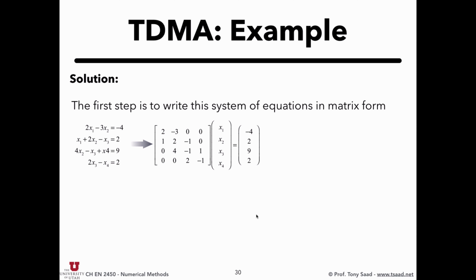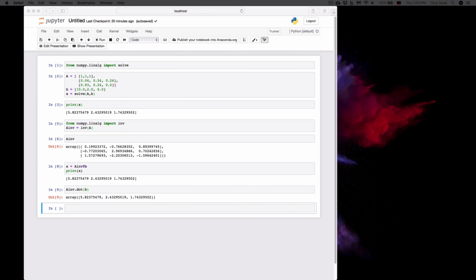So the coefficient matrix would be 2, minus 3, 0, 0, and then 1, 2, minus 1, 0, and then 0, 4, minus 1, 1. So that would be x4. There's a little typo over here. Let me fix that.